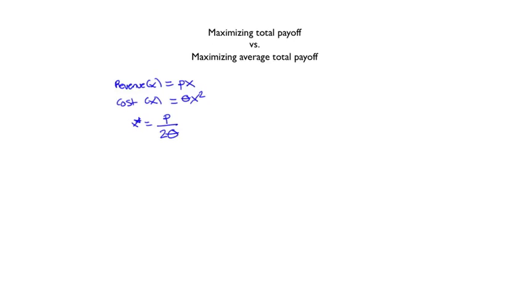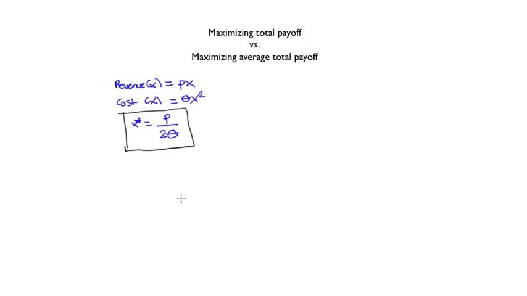So just to remind you, in the previous example, we saw that revenue for the firm was equal to Px, where P is the price of the item, and X is how many units they sold. Cost was theta X squared, where theta was this cost modifying parameter. And we also saw that the optimal behavior requires that X star be equal to P divided by 2 theta. That is, because we solved it, the level of output that maximizes the total profits of the firm.